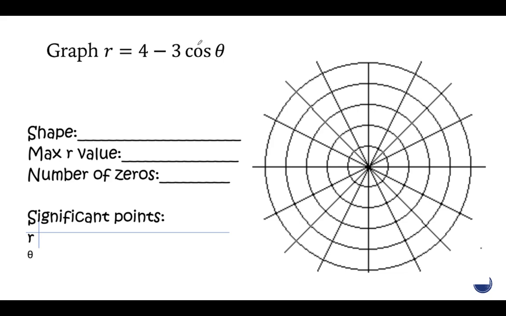All right, so just like before, first thing that I'm going to notice, hey, A plus B, so 4 plus 3, my max R value is going to be 7. I'm going to take a look at that ratio, so A over B is 4 over 3, which is greater than 1, but it is less than 2. So this tells me that I'm going to have a limacon that is dimpled. So let's plot our points. We've got 0, pi over 2, pi, 3 pi over 2, and 2 pi.